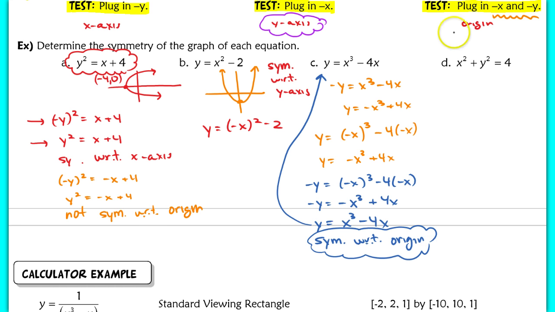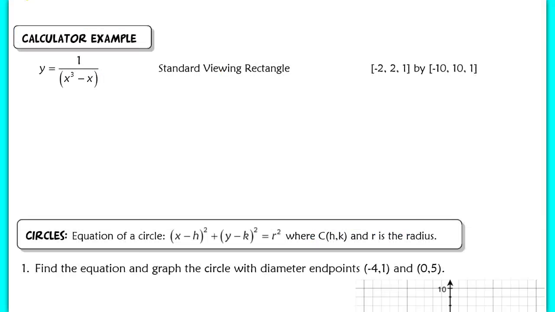Now I would like you guys to try example D. You probably know what this graph already looks like, so you can guess on the type of symmetry, but make sure you're always verifying algebraically. So go ahead and check your answers with the key. All right, we're going to do one quick calculator example and then we'll move on to circles.